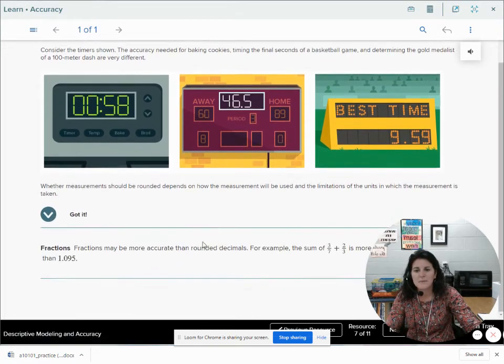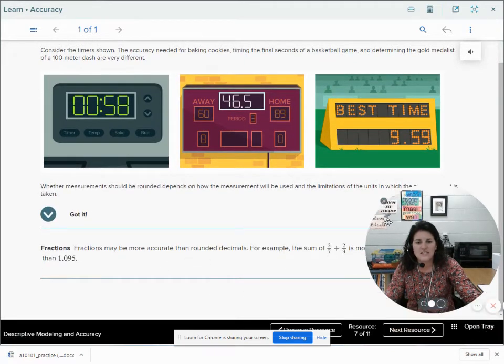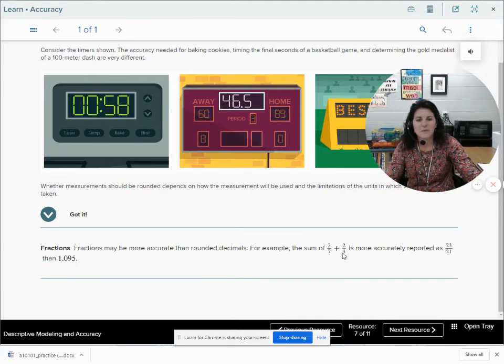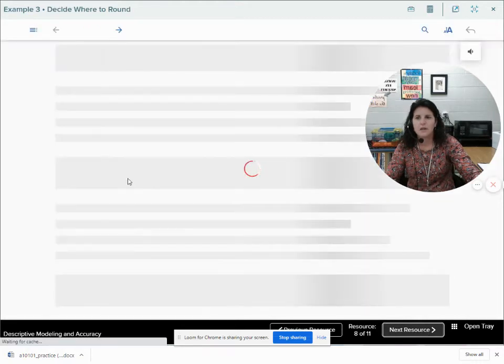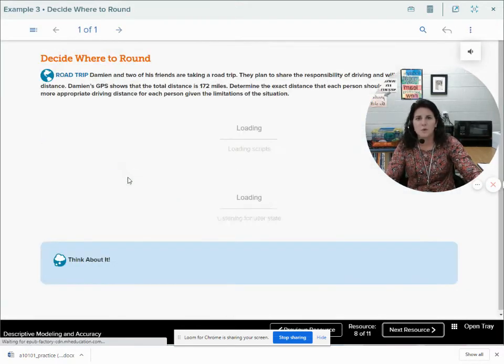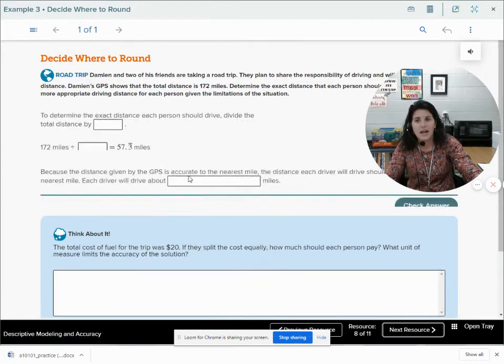So fractions may be more accurate than rounded decimals. So for example, the sum of 3/7 and 2/3 is more accurately reported as 23/21 than 1.095. So then we have to decide where to round, and that's going to affect our accuracy.